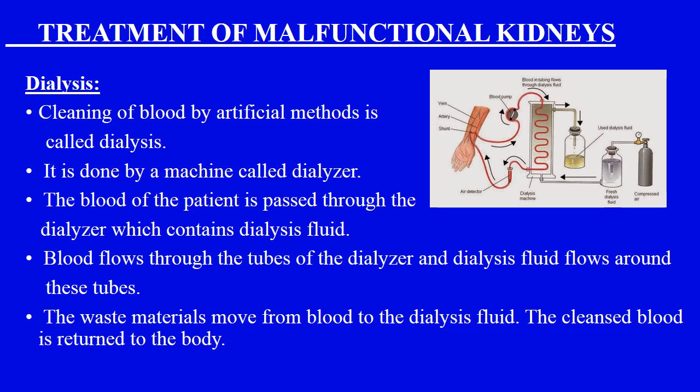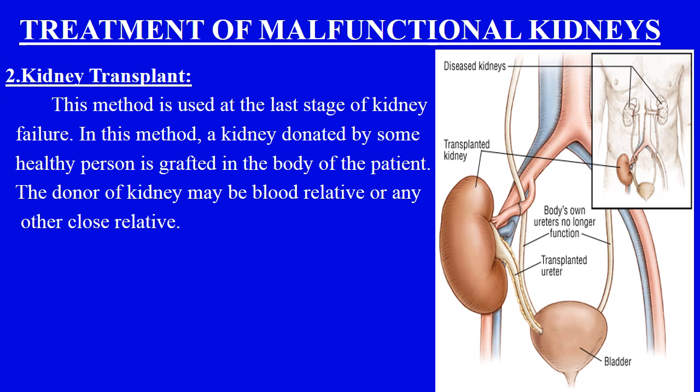The dialysis machine is there, dialyzer is there, which is having the dialysis fluid, and when the blood is moving through the tubes of the dialyzer, the waste substances, waste materials moved from the blood to the dialysis fluid, and the cleansed blood is returned to the body. Now look at the arrows. What is happening here? The blood is moving here, and cleansed blood is returning back to the body. Clear? Dialysis is clear.